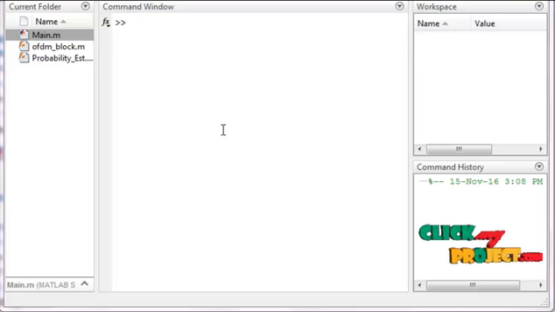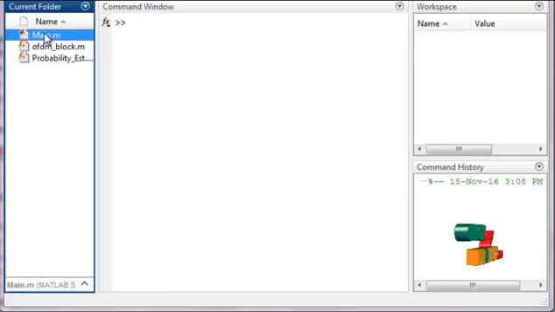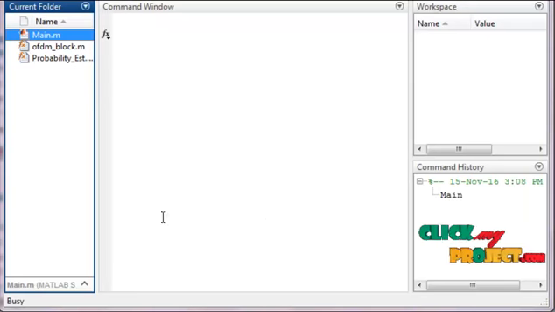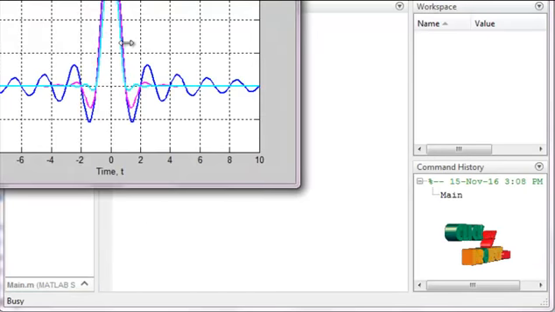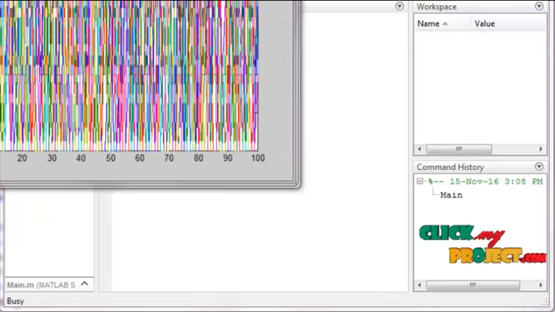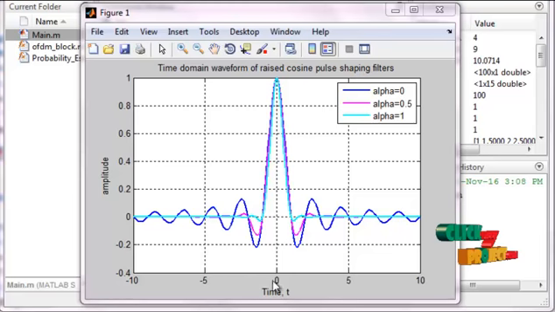Let us discuss the running procedure for the product. Click the file and then run. So here many outputs are displayed, related to the flow diagram. First of all, in the first graph, the x-axis is time and the y-axis is amplitude, and then pulse shaping is used to increase the spectral efficiency, showing the time domain of the raised cosine pulse shaping filters.